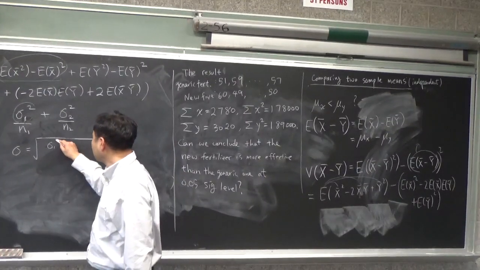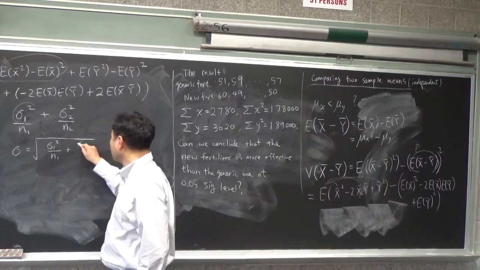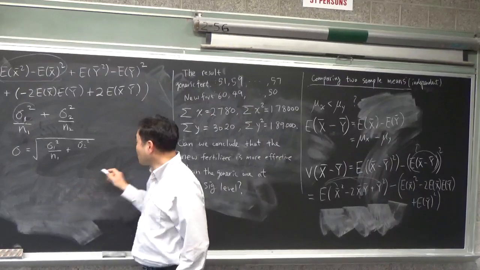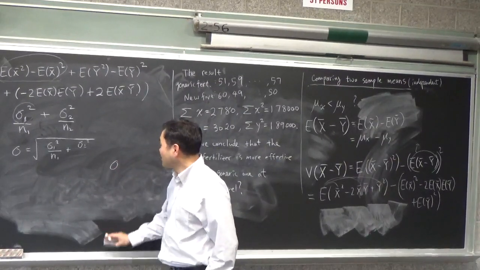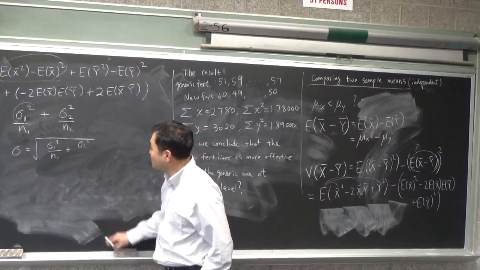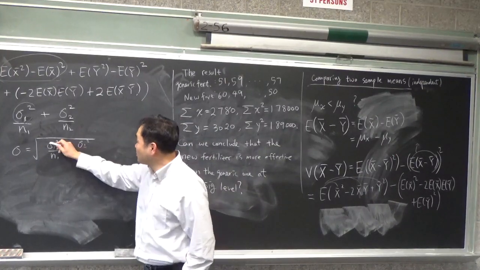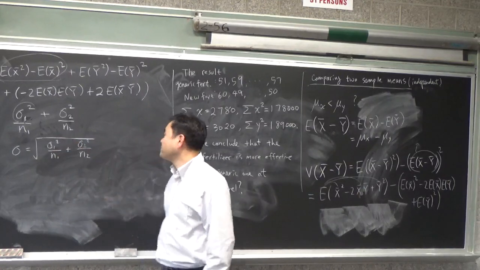And therefore, we see that the variance we use for the difference of two mean values is sigma 1 squared divided by n1 plus sigma 2 squared divided by n2. It's hard to draw sigma. It looks like a 6, so be careful, okay? You don't want to write 6. This is not 6, this is sigma. Only a tiny little bit should be sticking out.